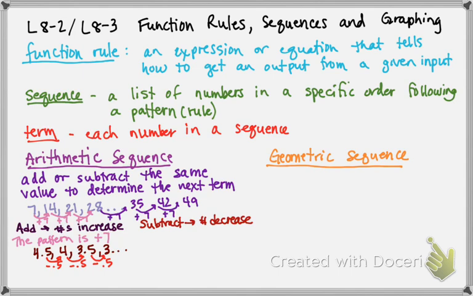If we continued the process, and I'm going to do a different color here. We'll go darker. If we subtract 0.5, that's going to give me 2.5. And if I subtract another 0.5, that's going to give me a 2. And if I subtract another 0.5, that's going to give me 1.5, and so on. Okay? So that's an arithmetic sequence.